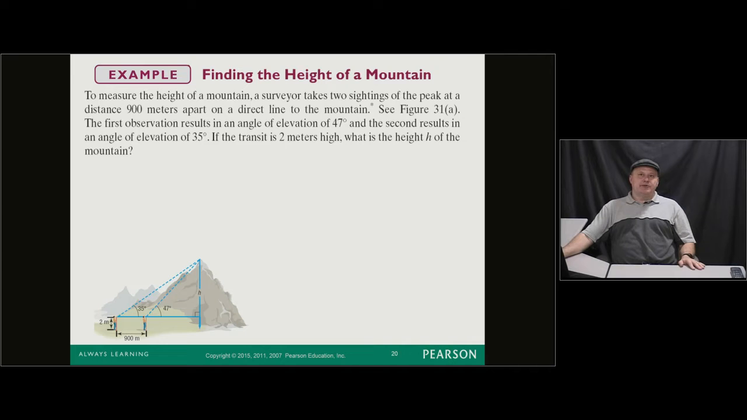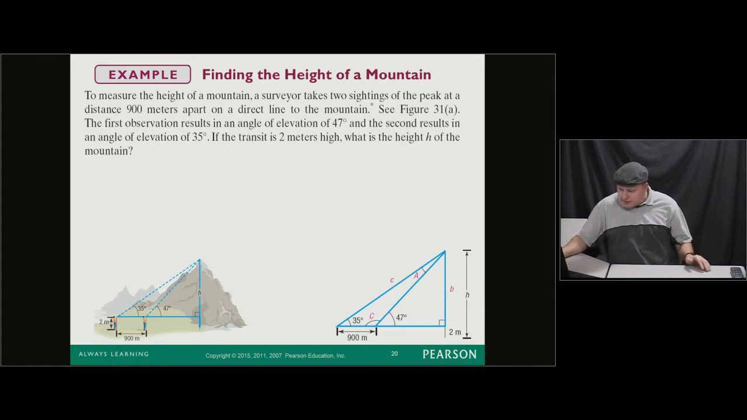The first observation results in an angle of elevation of 47 degrees, and the second one results in an elevation of 35 degrees. If the transit is 2 meters high, what is the height h of the mountain? All right, let's look at this. So they draw you a little picture. They are 900 meters apart.